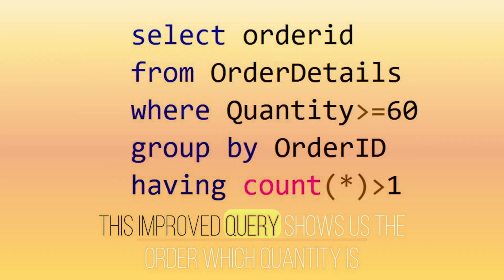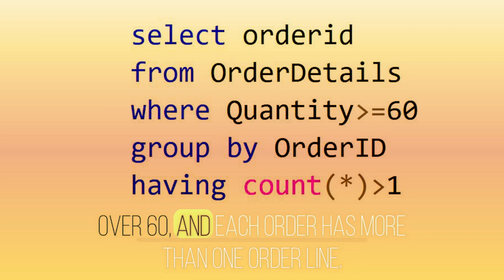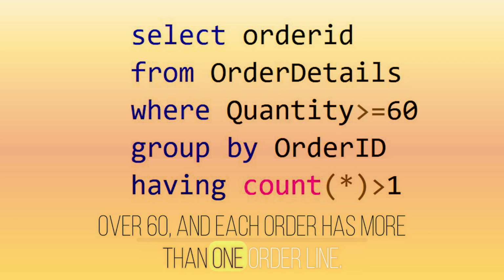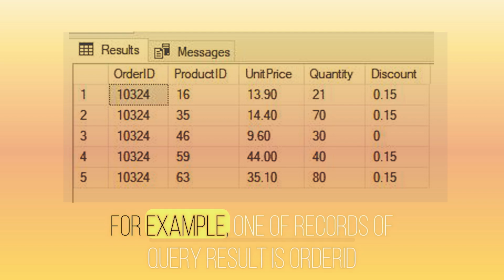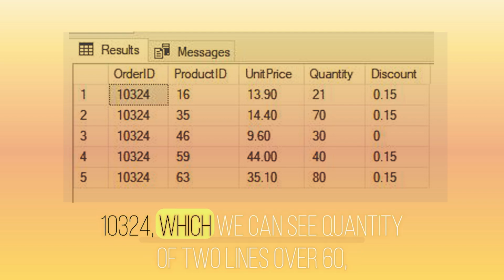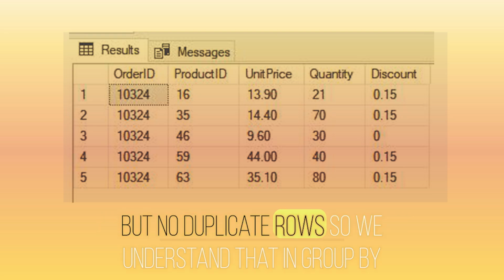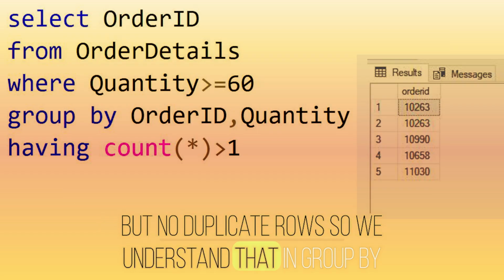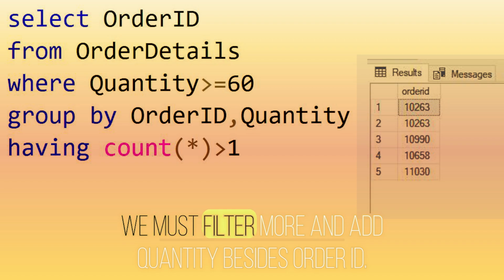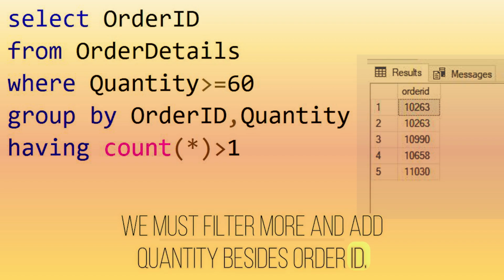This improved query shows us the orders where quantity is over 60 and each order has more than one order line. For example, one of the records of the query result is order ID 10324, where we can see 2 lines with quantity over 60, but no duplicate rows. So we understand that in GROUP BY, we must filter more and add quantity beside order ID.